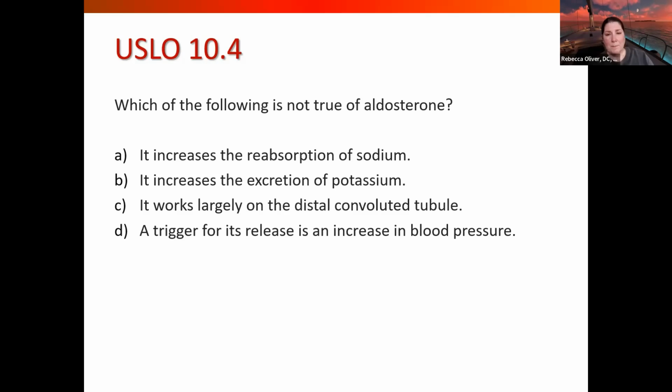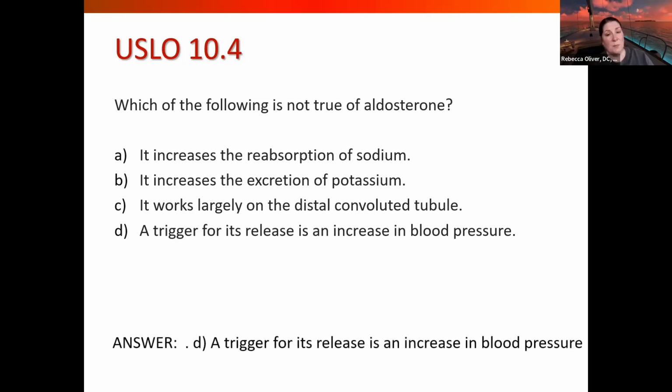Well, let's think about that. So we're releasing aldosterone in order to pull more fluid into the bloodstream, because we know that an increase in blood volume leads to an increase in blood pressure. So probably the trigger for the release of aldosterone is not an increase in blood pressure, but in fact a decrease in blood pressure. So the answer would be D. That is not true. All the other ones are.